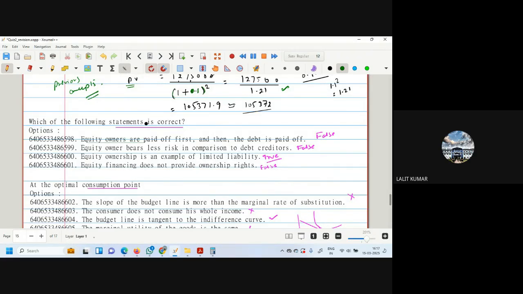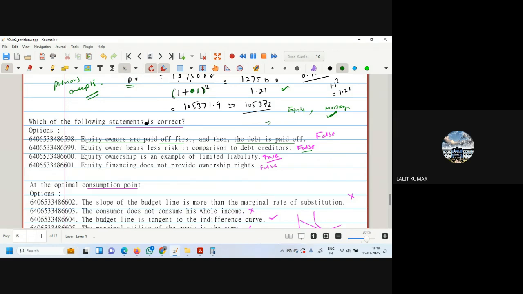Equity owners are paid first and then the debt is paid off. So this is false. This is from the mortgage and debt fund concept: you are starting a business, you have put your own money, some equity, and you have taken some mortgage. So what happens is the mortgage is paid first. So this is false. Equity owners bear less risk in comparison to debt creditors. This is also false. He also bears the same risk which is there for the creditor.